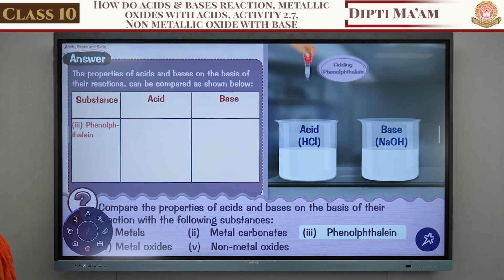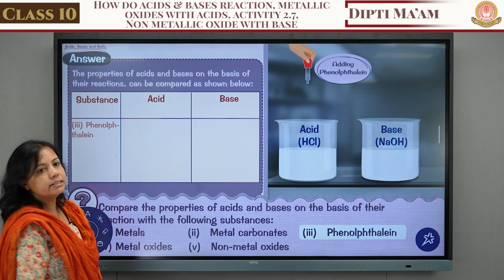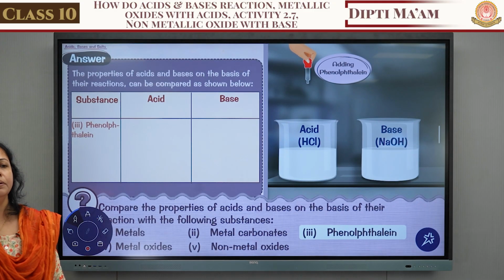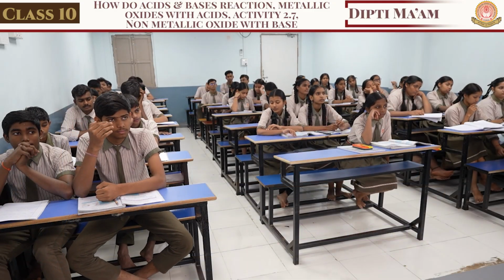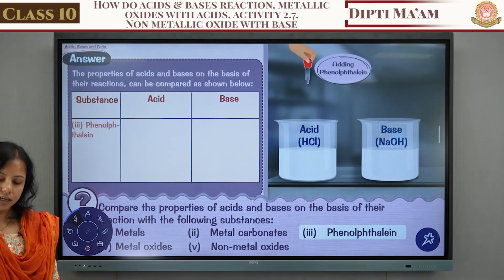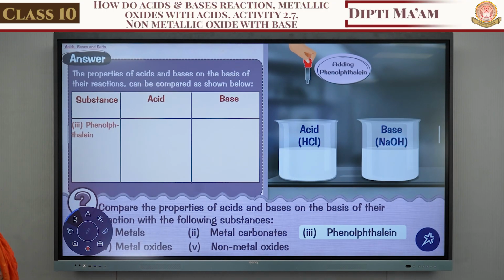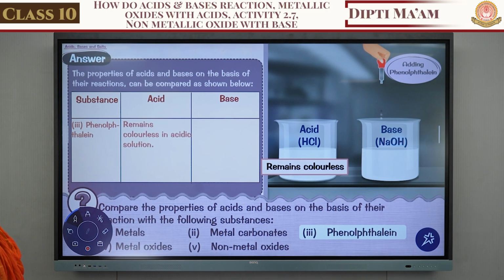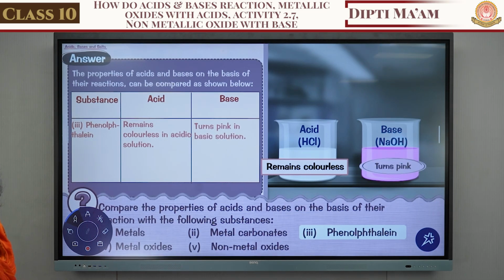Let's see the third thing, phenolphthalein. Give the answer. What is the effect with the acid and base? Phenolphthalein is the indicator. What is the effect of acid? Colorless. What about the base? Turns pink. Okay. So it remains colorless with the acid, and it gives the pink color whenever we add the basic solution. It is converted into pink.